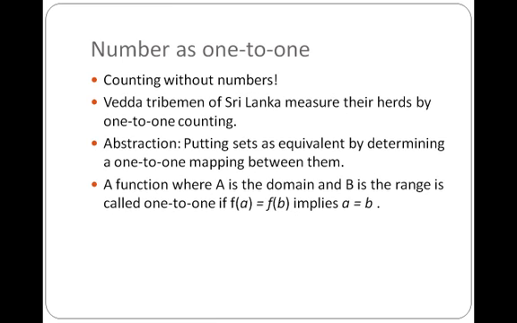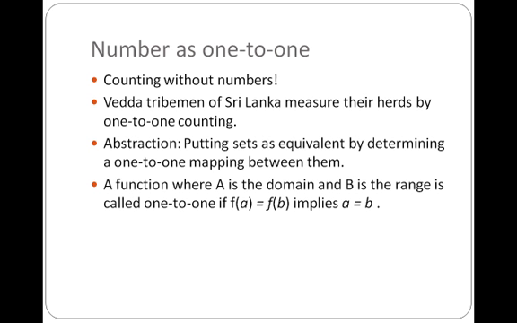Now let's look at number as one-to-one, counting without numbers. The Beda tribesmen of Sri Lanka used to measure their herds by one-to-one counting. That is, for each goat they had, they would set aside one stick, and they set up a correspondence between sticks and goats, and they could keep track or an account of their herd right within their dwelling.